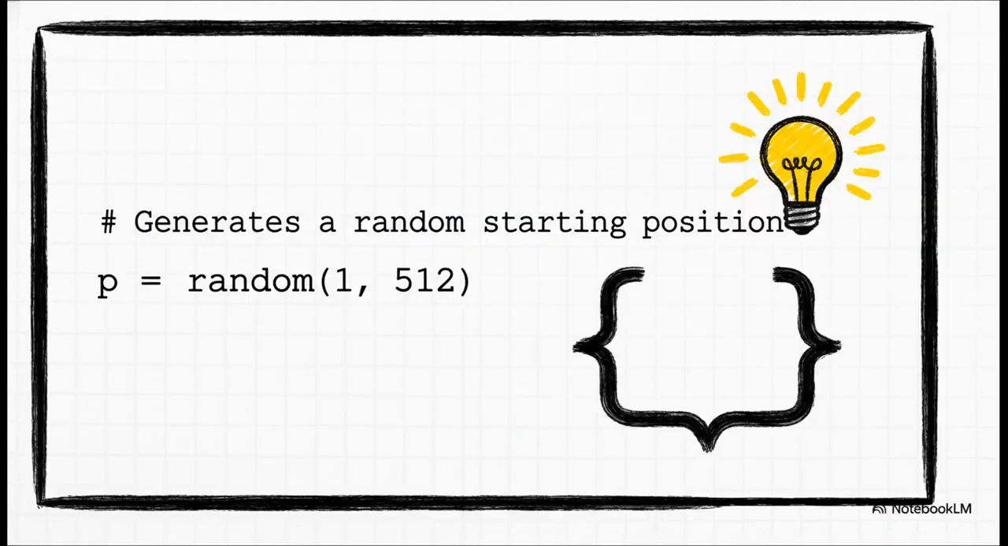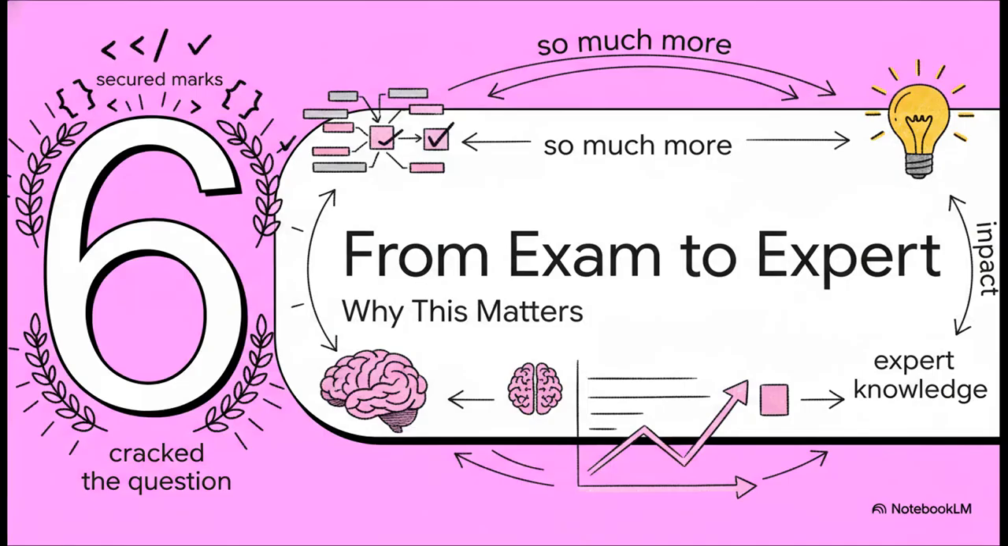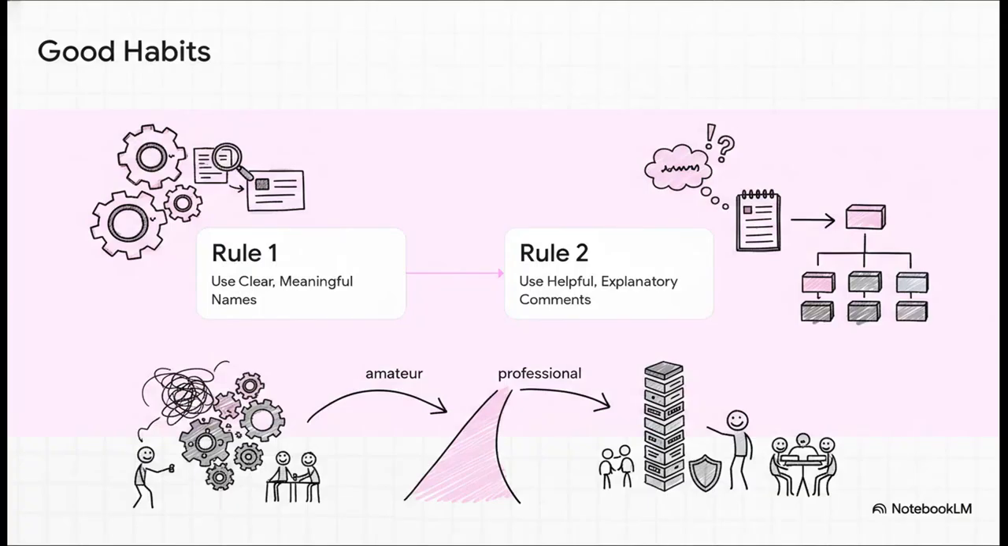And here's a perfect example. Just popping a quick comment like #generates a random starting position right above that line of code. It instantly tells you what's going on. Even if the variable name wasn't great, this comment saves the day. So we've cracked the question, we've secured the marks. But I want to wrap this up by explaining why this is so much more than just a little exam trick. Here's the bottom line.